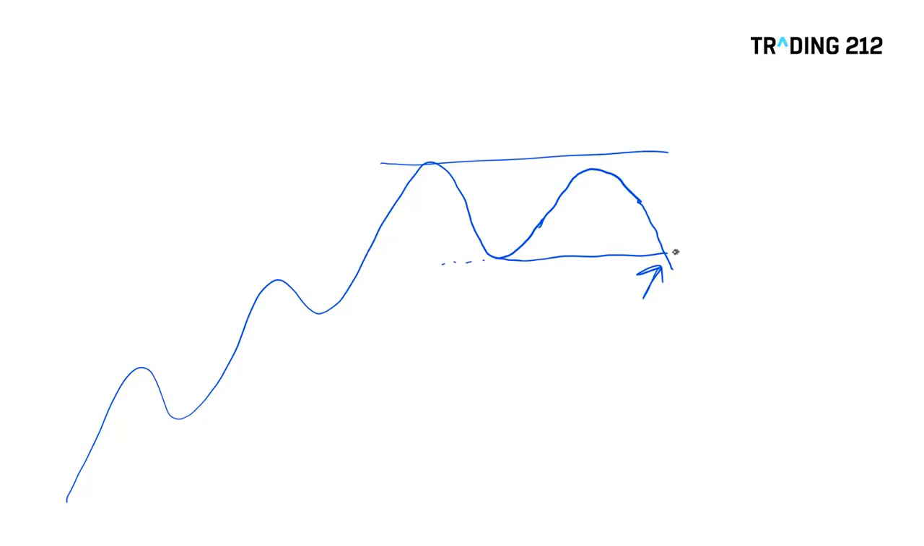And what people who use double tops do as well, they'll look at how high that pattern was. Let's say that was 50 points high, and they'll expect the market to move at least 50 points following the break. So there's our textbook example of a double top.